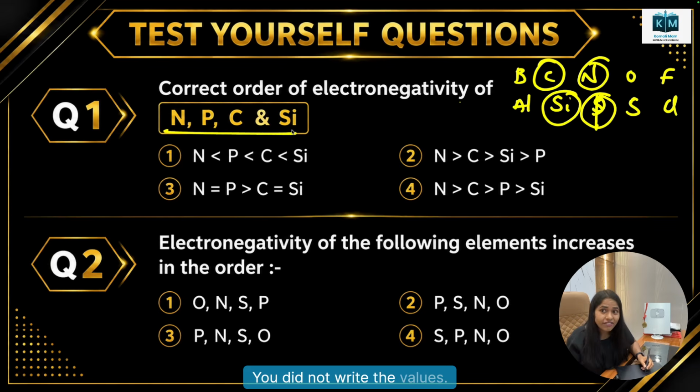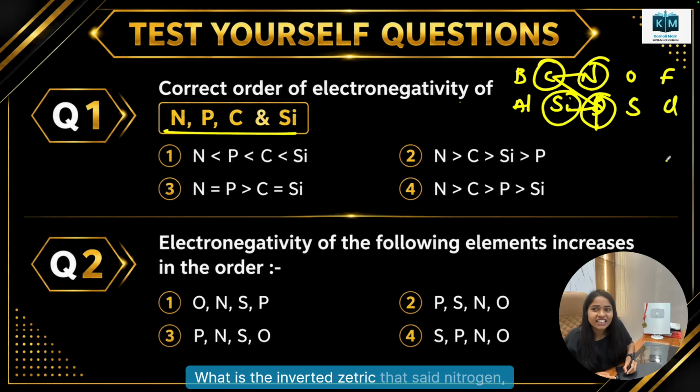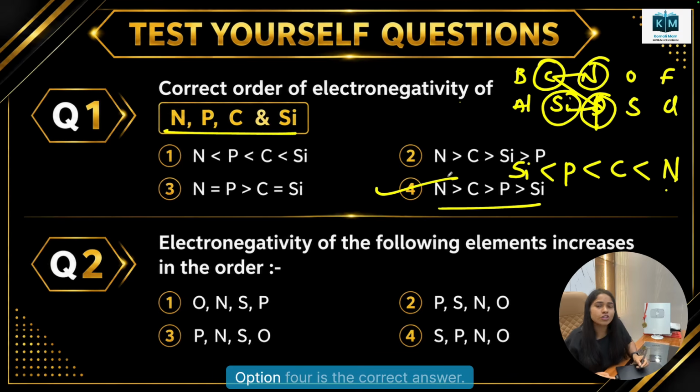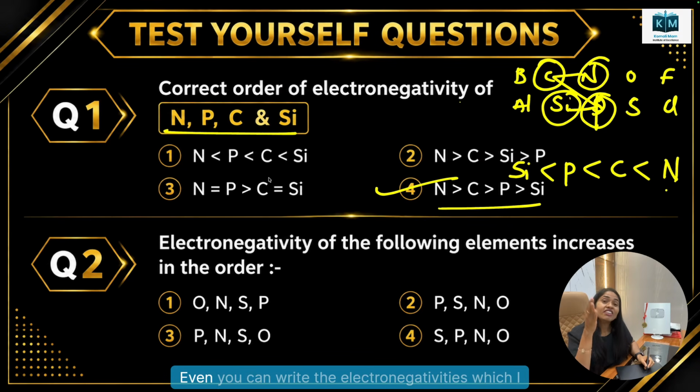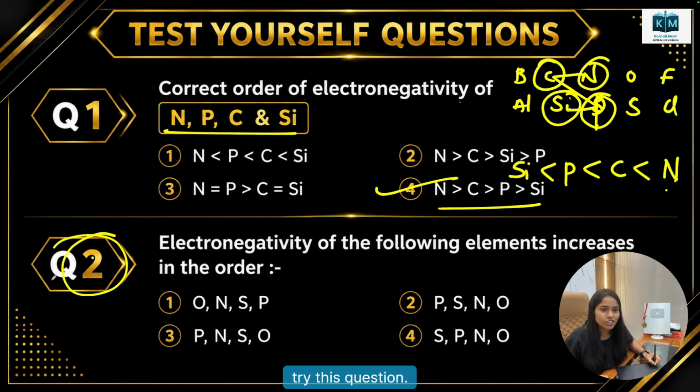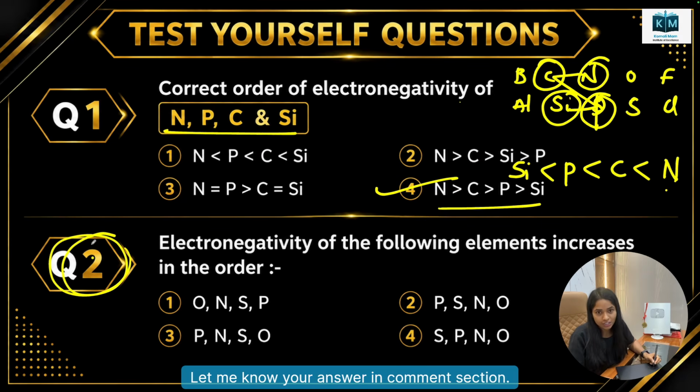You did not write the values. Just remember what I told you, the inverted Z trick. That's it: nitrogen, then carbon, then phosphorus and then silicon. Option 4 is the correct answer. You can even write down the electronegativities I have given and check it and solve any question. Okay, try this question and let me know your answer in the comment section.